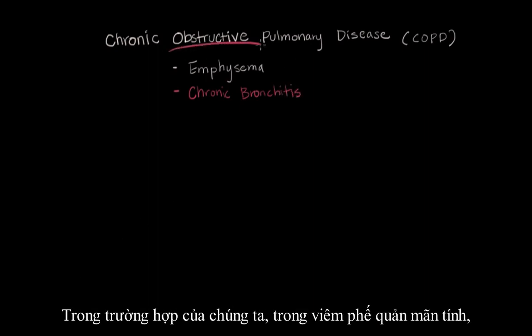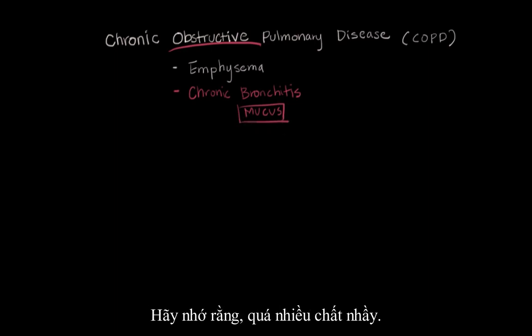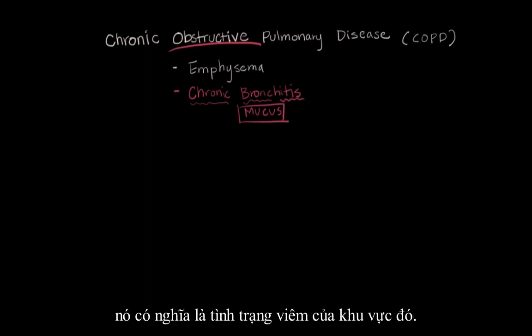But in our case, in chronic bronchitis, the culprit here is too much mucus. So that's going to be the theme of the day. Remember that, too much mucus. Just a quick Latin lesson here. So chronic, over a long period of time. Bronch refers to the lungs, and anytime you see itis in a medical context, it means inflammation of that area. So we have constant irritation of the lungs.